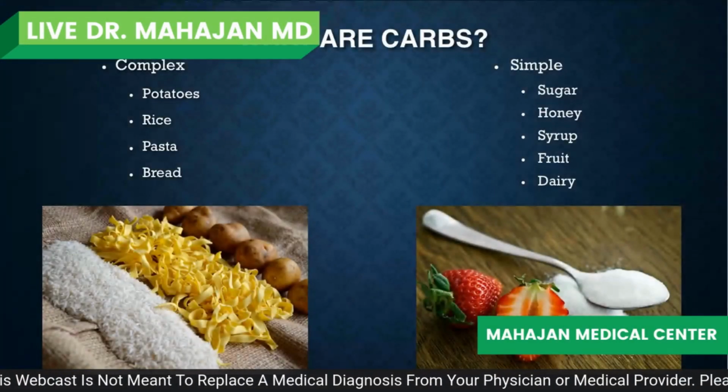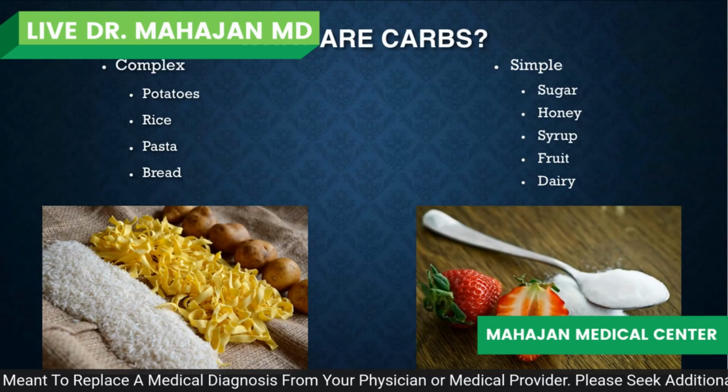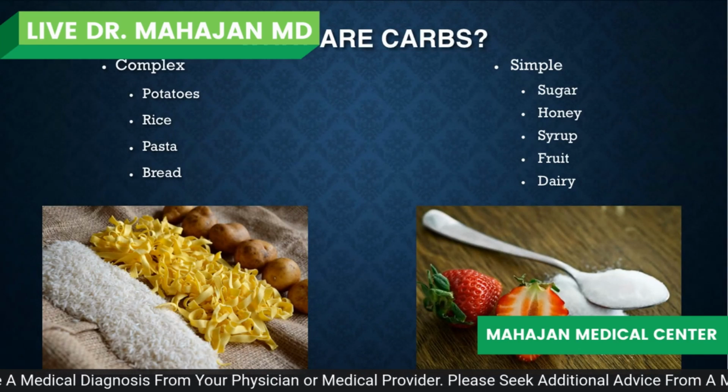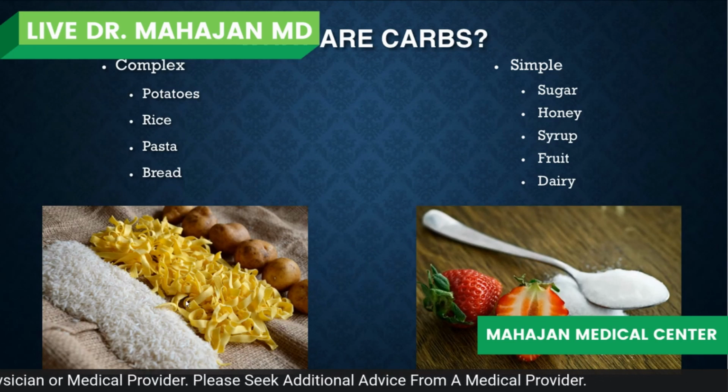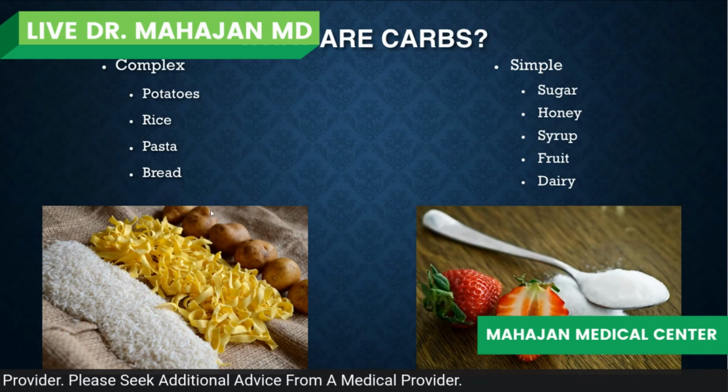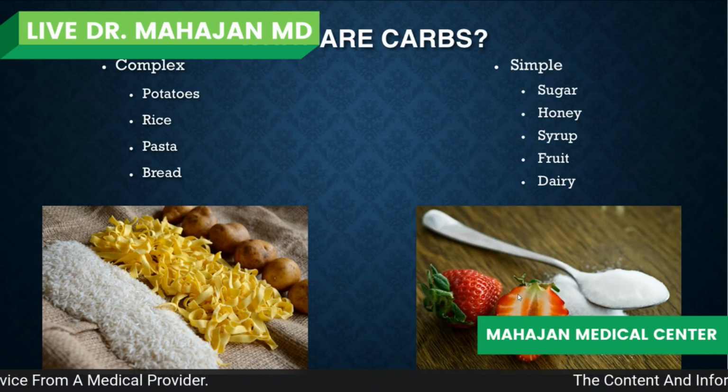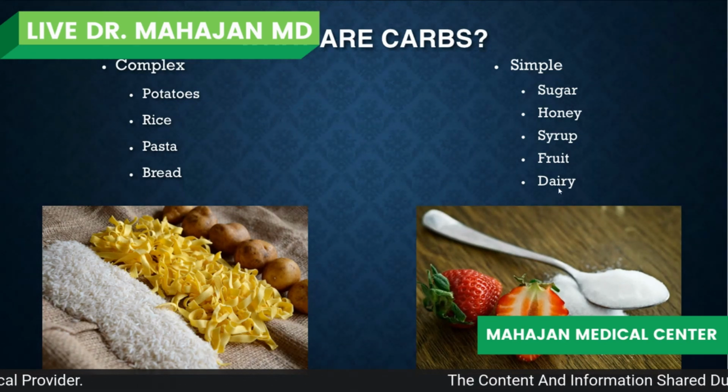Let's talk about different types of carbs. I know that's your favorite topic. You get from your patient, what are complex carbs, what are simple carbs. As you can see, the complex carbs on the left panel are potatoes, rice, pasta, bread. And the simple carbs are sugar, honey, syrup, fruit, dairy.